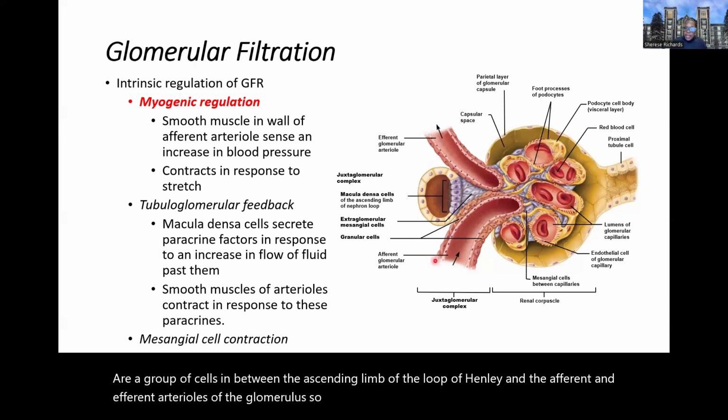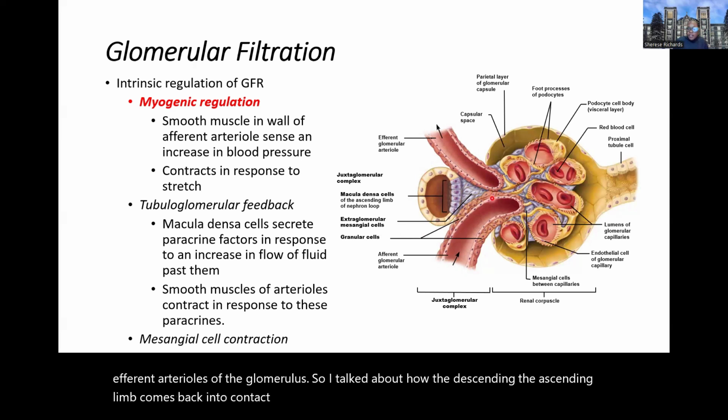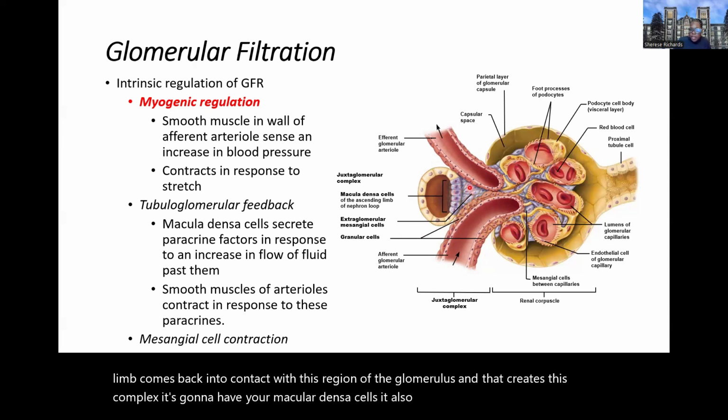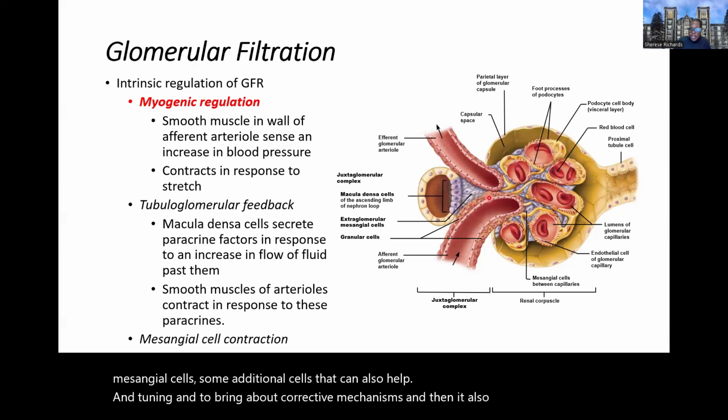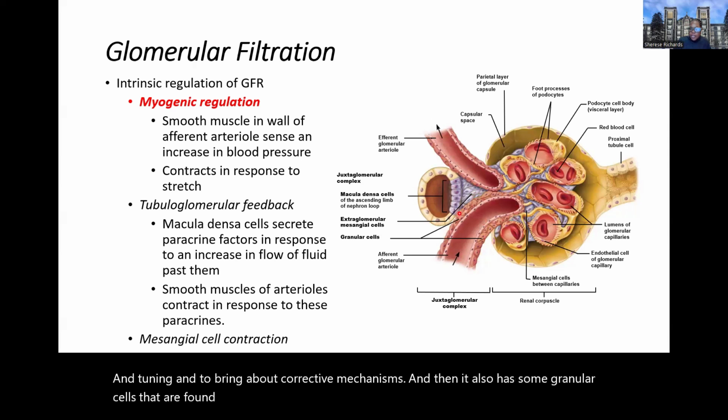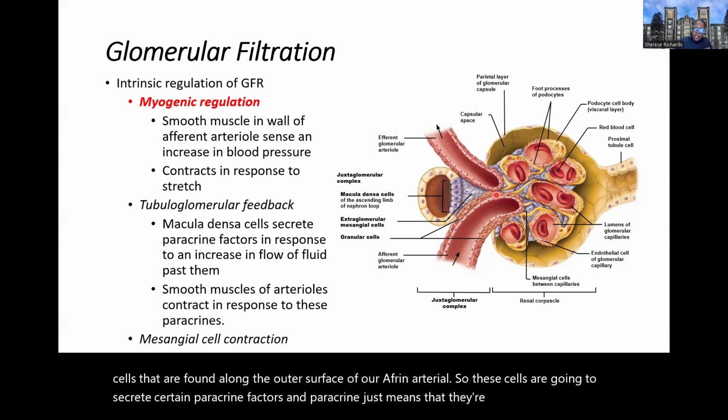I talked about how the ascending limb comes back into contact with this region of the glomerulus, and that creates this complex. It has your macula densa cells. It also has your extraglomerular mesangial cells, additional cells that can help with fine tuning and bring about corrective mechanisms. And it has granular cells along the outer surface of our afferent arteriole. These cells secrete paracrine factors, which means they're like hormones, but they're not traveling in the blood.